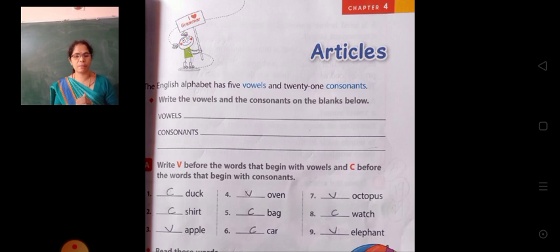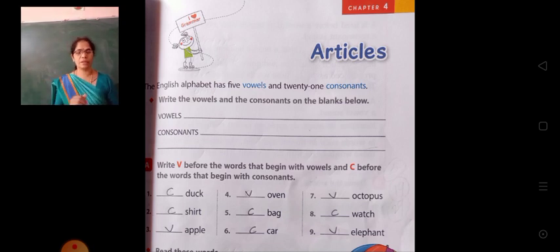See the first example, duck, D-U-C-K. Duck means we know that D is not a vowel sound, it is a consonant sound, and the word duck starts with a consonant sound, so we have to write here C. Why have we written C? Because the word duck starts with a consonant sound, that is D. D is not a vowel.